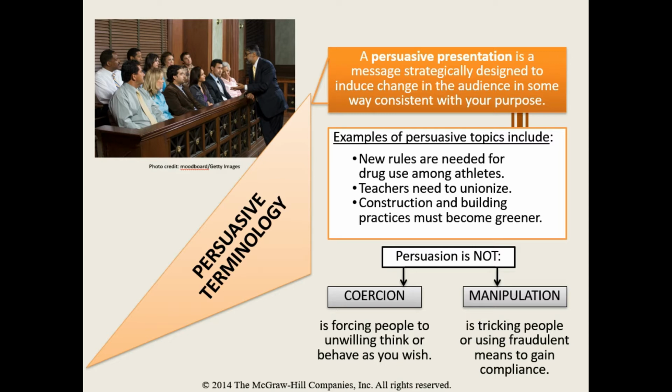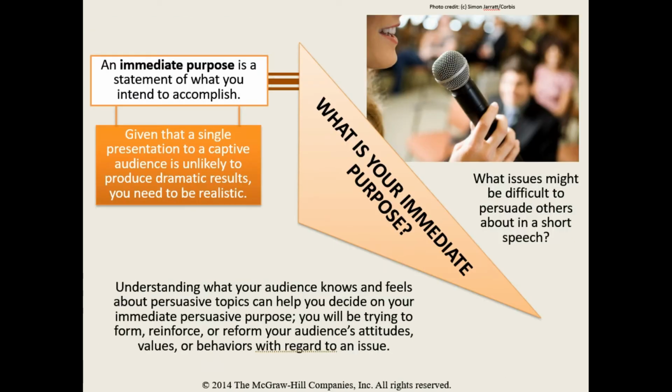Manipulation is tricking people or lying or using fraudulent means to gain their compliance or their willingness to change. Well, it's not really willingness if you're manipulating them. Trickery is bad. Just think about it that way. You want to lead people down a path so they can form a conclusion based on evidence and facts. Your immediate purpose is a statement of what you intend to accomplish through your message, through your 5-minute persuasive speech.